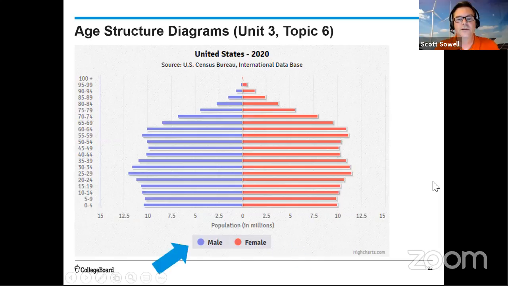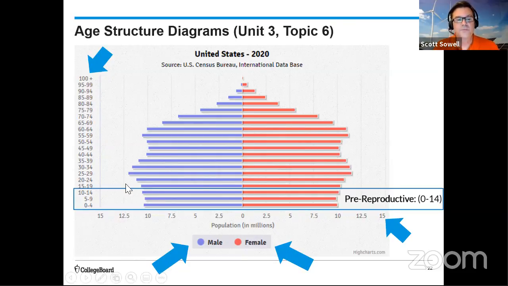So the first thing you'll notice is we've got a male and a female side. The left side here is male, the right side here is female. On the bottom, you can see population, and on the y-axis, you can see age. So just as an example, in 2020, there were approximately 10 million females between the ages of 0 and 4. That's how you could read a piece of that data.